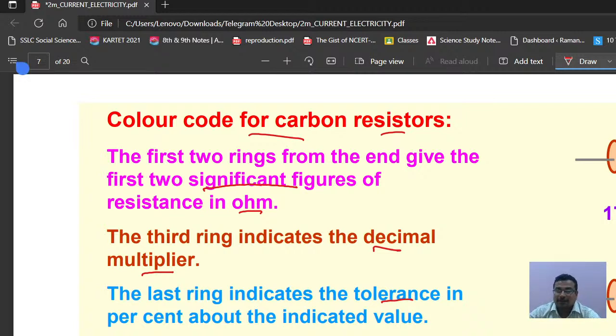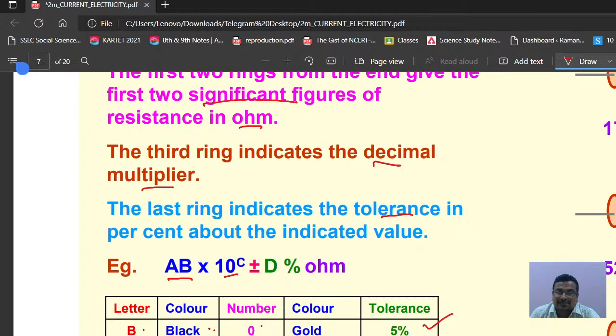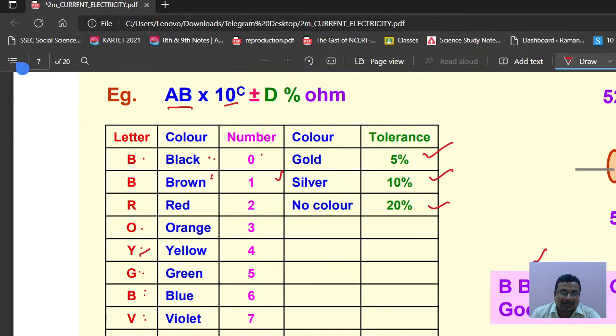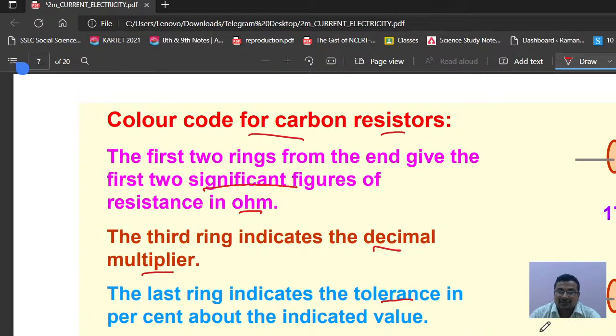Now see here, the first color is brown, so its value is 1. The second color is violet, number 7. The third color is black, that is the power of 10, and black is 0. Any number to the power 0 means 1. So it is 17 ohm. And this is the golden color tolerance, 5%. So plus or minus 5%. The value of this resistor is 17 ohm.